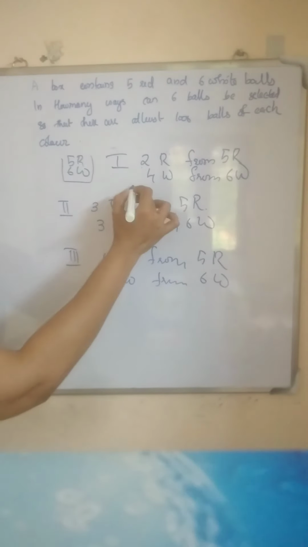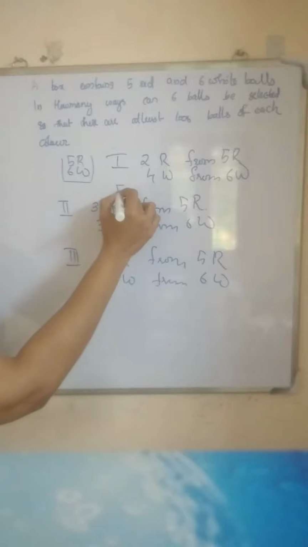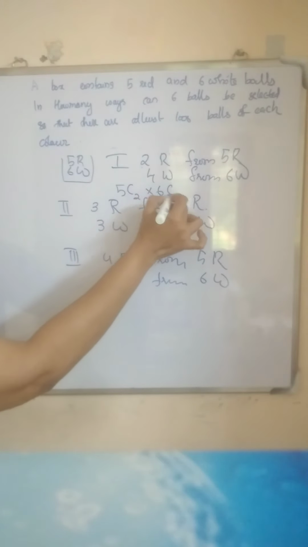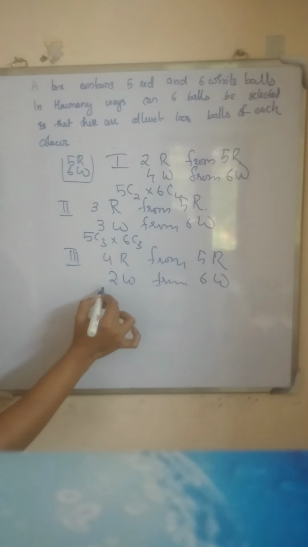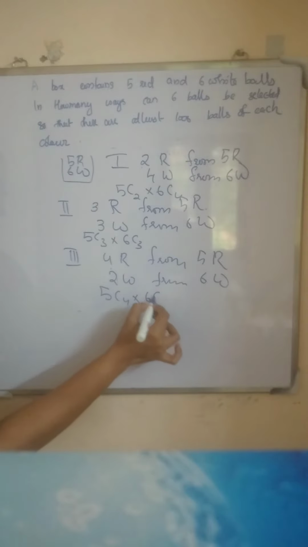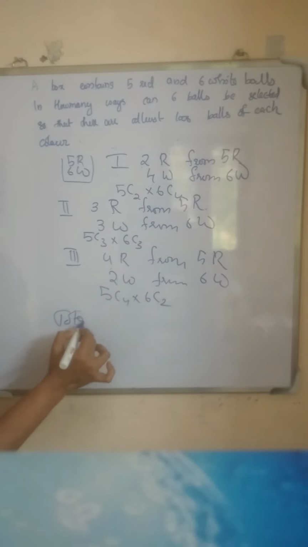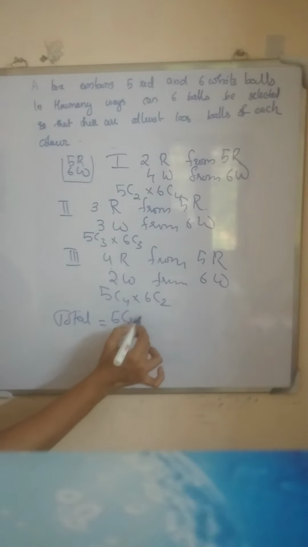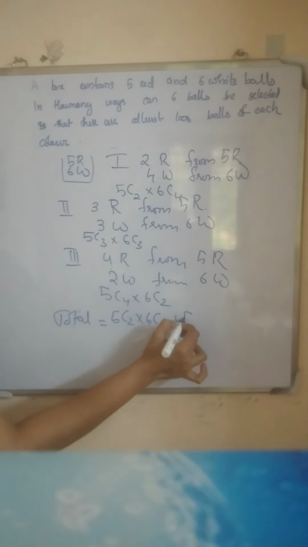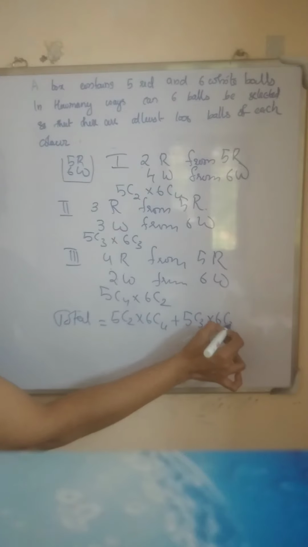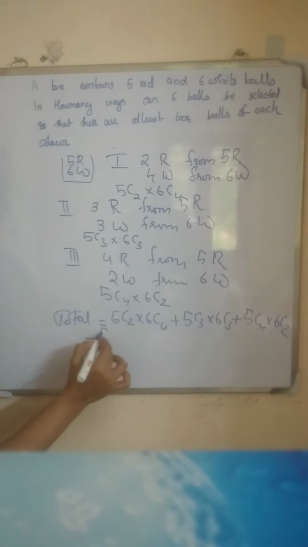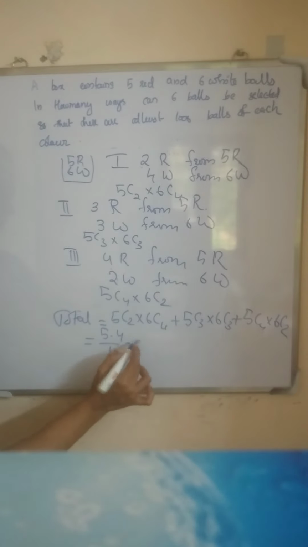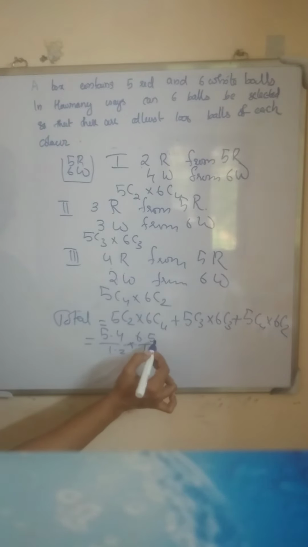In the first case, we have chosen 5C2 into 6C4. Here also 5C3 into 6C3. Here it is 5C4 into 6C2. So the total number of ways equals 5C2 into 6C4 plus 5C3 into 6C3 plus 5C4 into 6C2. That is equal to 5 into 4 by 1 into 2 into 6 into 5 by 1 into 2.